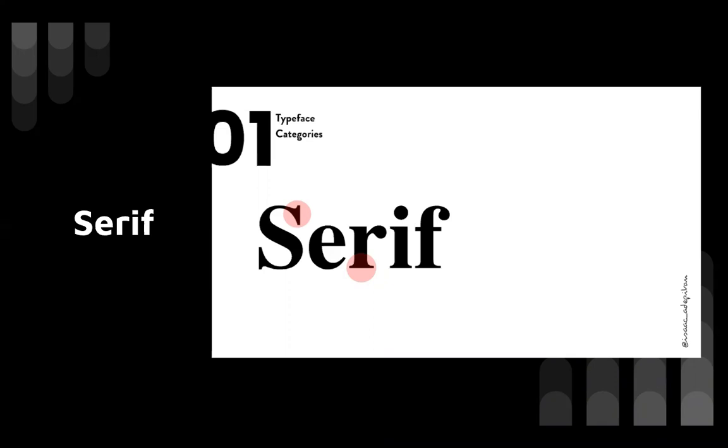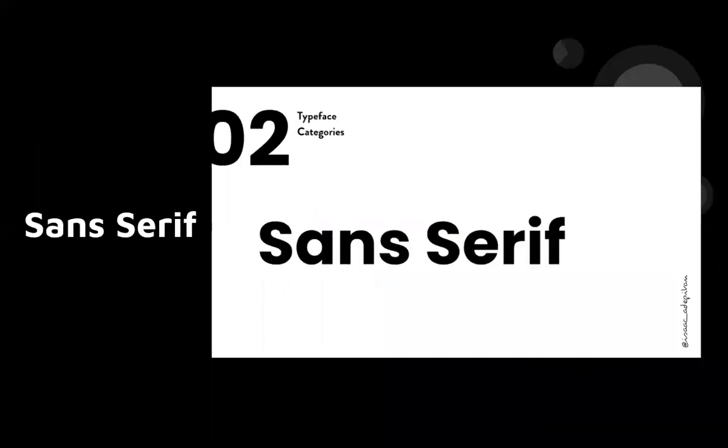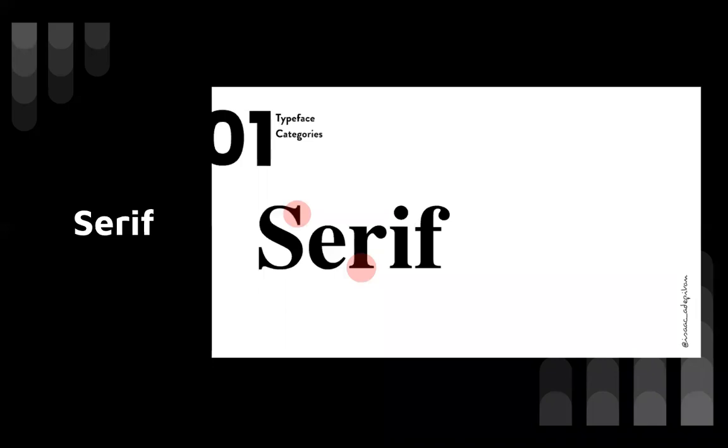Serifs also have their own categories. We have condensed, we have old style. There are lots of types, but generally they are grouped into serif as long as it has the stem attached to the edges or something protruding from the edges. It's a serif.